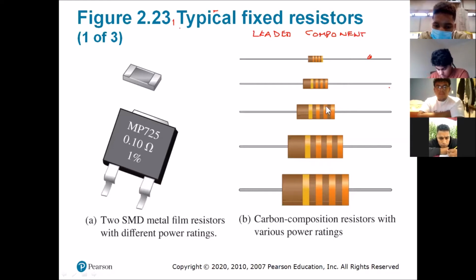But all of these resistors are the same number of ohms. They're just different size because this guy could dissipate a lot more heat, which means it can carry a lot more current than this guy, which is a lot smaller. So each time we get bigger, it can dissipate more heat. Okay, so these are what we call leaded components. The next possibility is lead-less components.